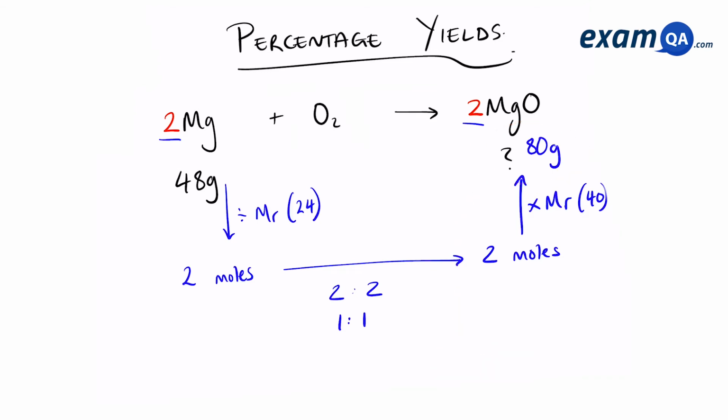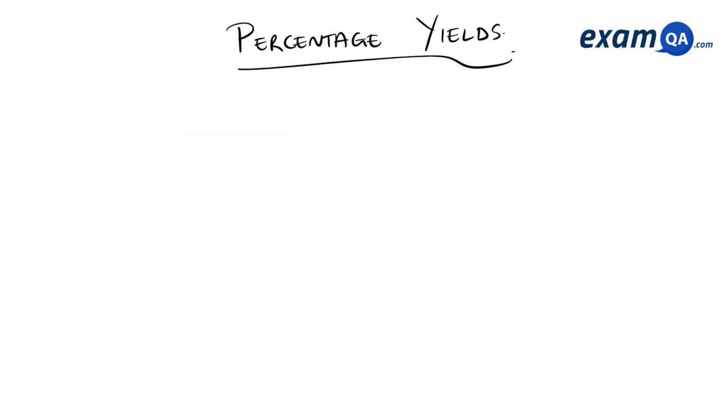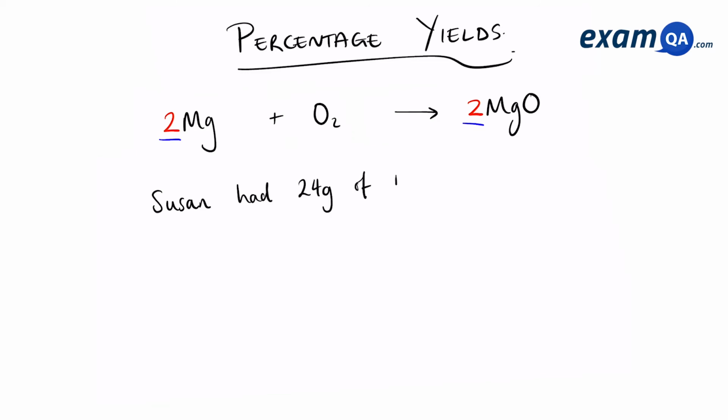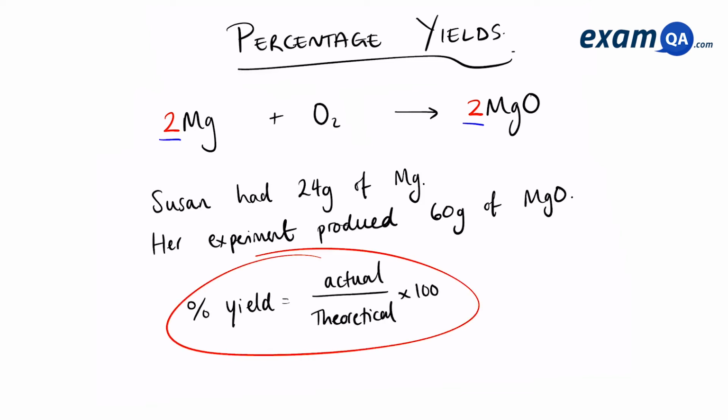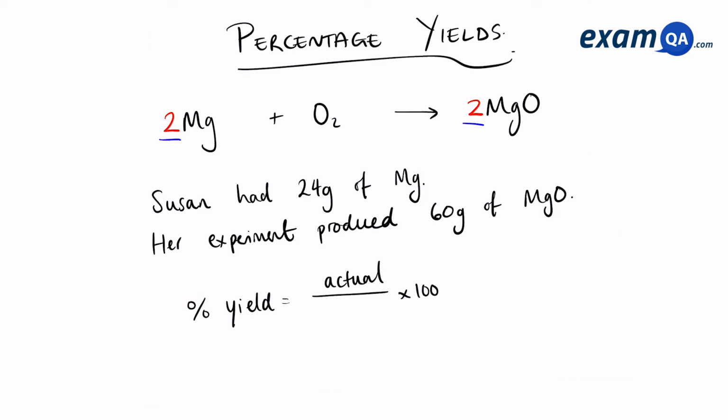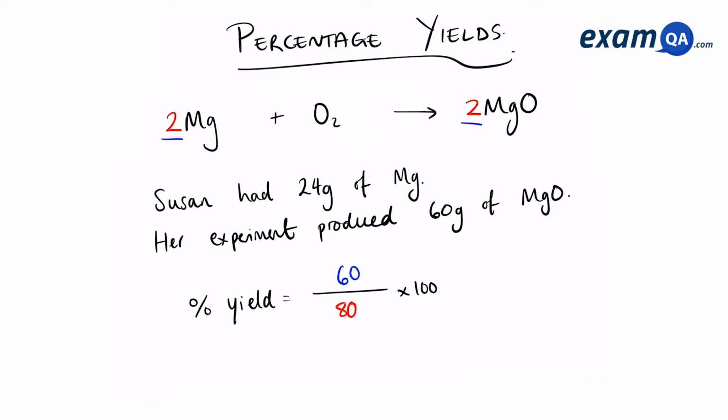However, we know that in real life, chemical reactions don't go as planned. Susan had 24 grams of magnesium. Her experiment produced 60 grams of magnesium oxide. Let's see if we can calculate the percentage yield of her experiment. So we're going to use the formula that we looked at before, actual mass divided by theoretical mass times 100. So we already calculated that for 24 grams of magnesium, you can theoretically produce up to 80 grams of magnesium oxide. Susan produced 60 grams, so this is her actual mass. Putting this into our equation should give us an answer of 75%.